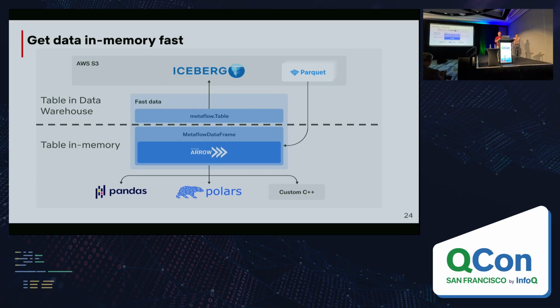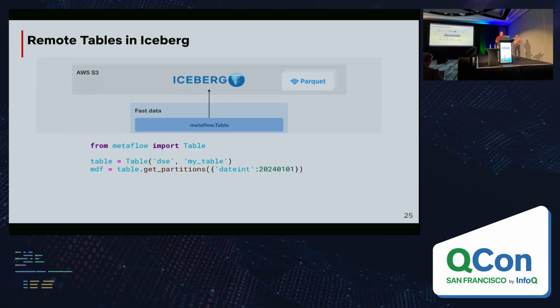And your whole goal here is to get the data into your Python process as fast as possible, and then probably convert it into one of your favorite frameworks. We're not super opinionated about which ones data scientists use. Here I'm showing Pandas, or my new favorite framework, Polars. And then also we have a custom C++ layer, as there are some operations that are specific to Netflix that we can just do better if we implement them ourselves.